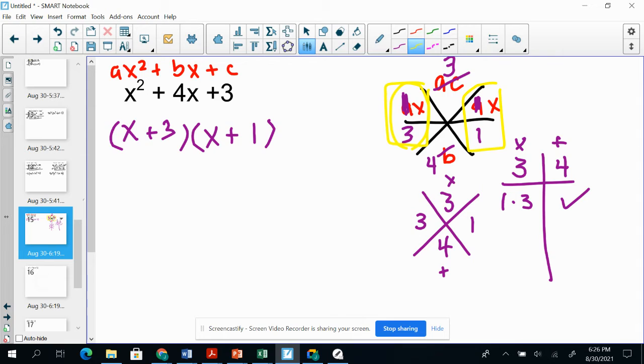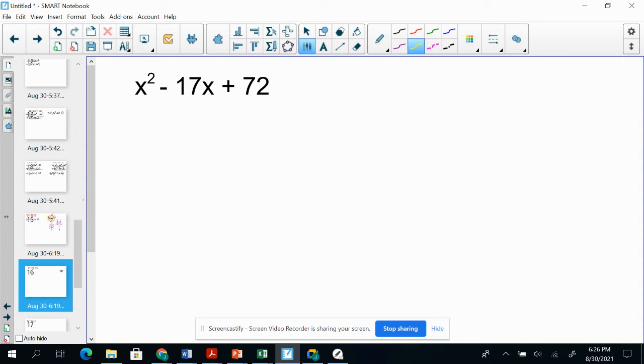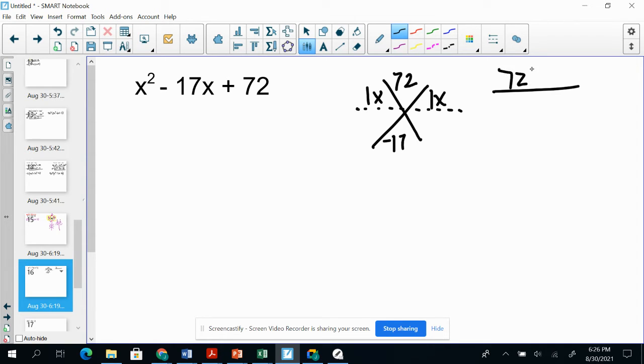Okay? Hopefully when a is 1, you don't have too much trouble. Now, our multiple on the top is 72, and our add and our subtract is a negative 17. So we're going to try to do it my way. We're going to do a times x. So that's going to be 1x here. And we're looking for the multiples of 72 that will add or subtract to give you a negative 17.